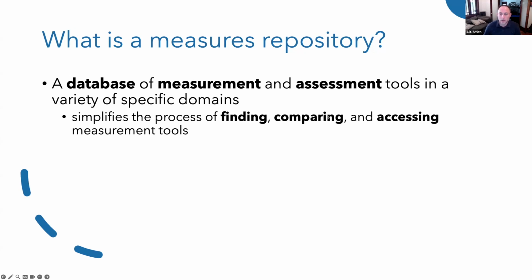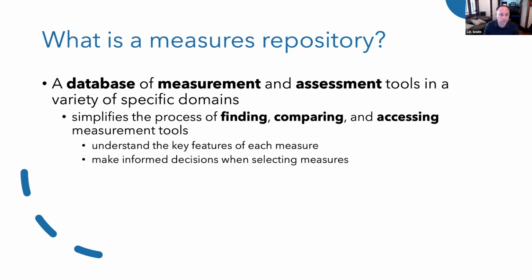I intentionally highlighted these three different aspects or features of repositories, because that is going to be an organizing factor in this discussion today. Really, what they're supposed to do is help you understand the key features of each measure. Those can be things like psychometric properties, how long it takes to administer the tool, and some other things. And we'll take a look at one very recent method for looking at different features that were deemed important.